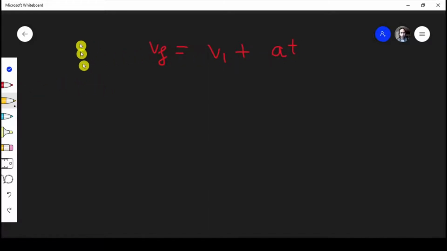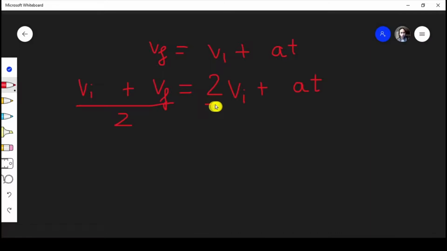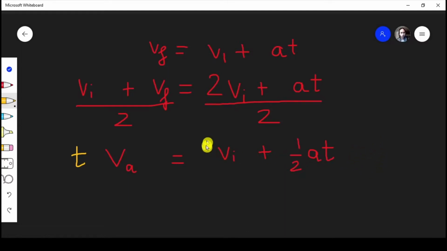Add vi on both sides. You're going to have vi plus vf equal to 2vi plus at. Then we're going to divide both sides by 2. What you get is the average velocity equal to vi plus 1/2 at. And then you're going to multiply t on both sides.